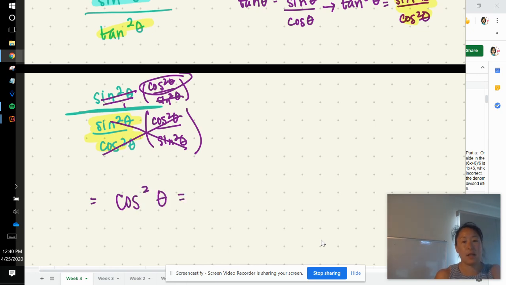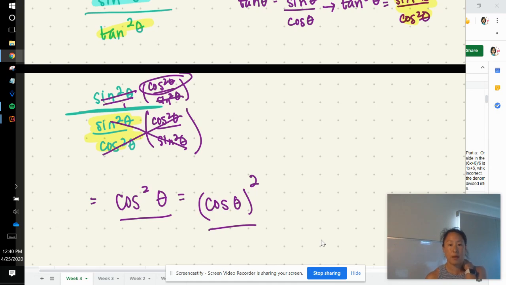Another way to write cosine squared theta, this squared on the inside right here is a little bit tricky. This really means cosine of theta, so the ratio of cosine theta, and then you square the ratio afterwards. So these two are equivalent here. All right.